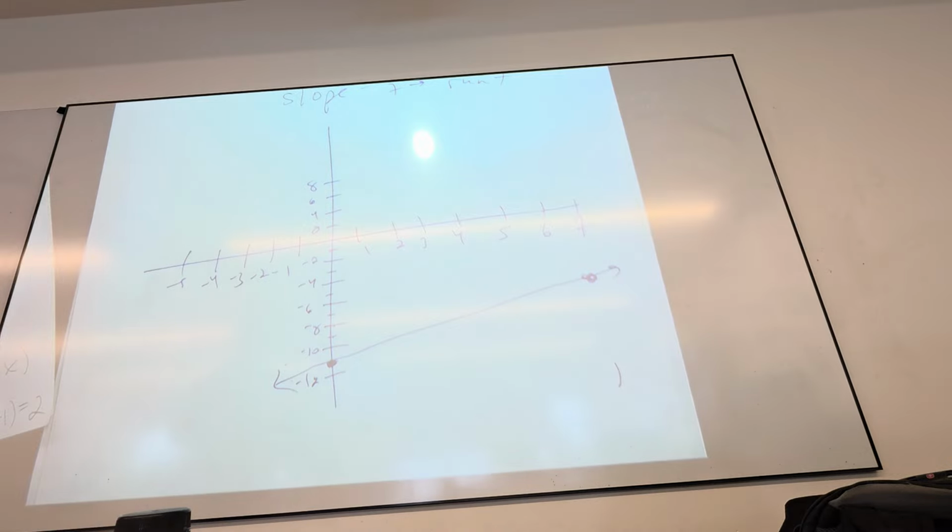You guys with me? So if I give you the equation, you don't have to make an XY table at all unless I ask you to. If I just say plot this, get the slope and y-intercept, plot the y-intercept, and then move. The slope tells you how to move, the y-intercept tells you where to start.